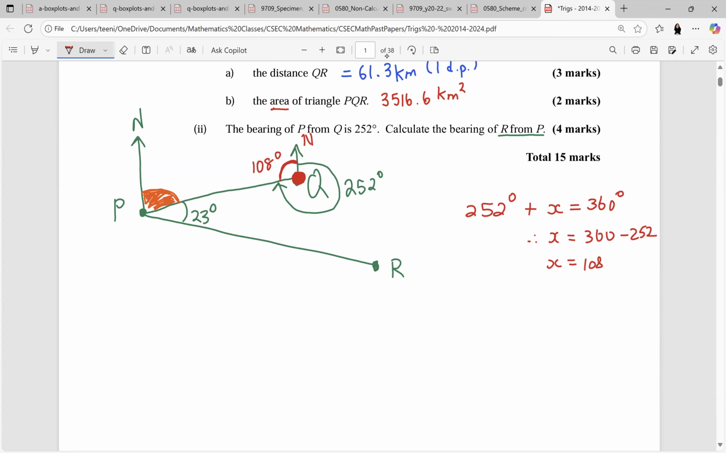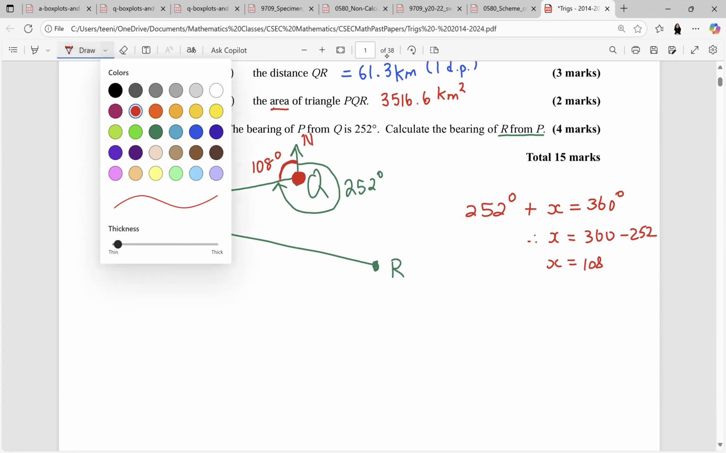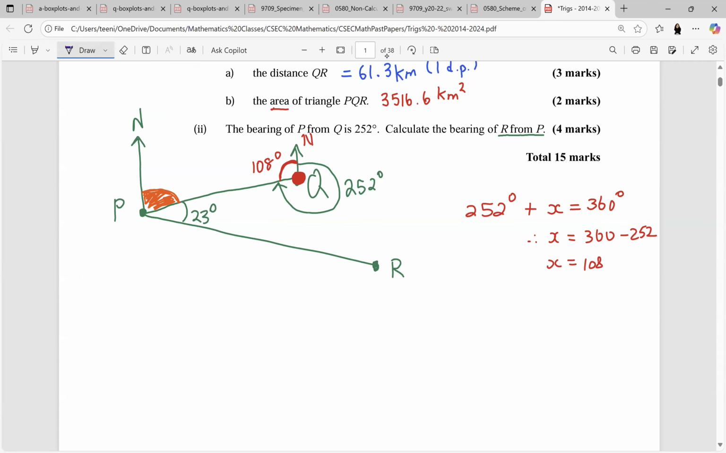Now, the next thing that we knew about angles between a transversal and two parallel lines: this north line here at P is parallel to this north line at Q. And these two angles are supplementary, meaning that they add up to 180 degrees. So this angle, which we just identified as 108 degrees, plus whatever this angle is, will make up 180 degrees. So how much would this angle be, guys?